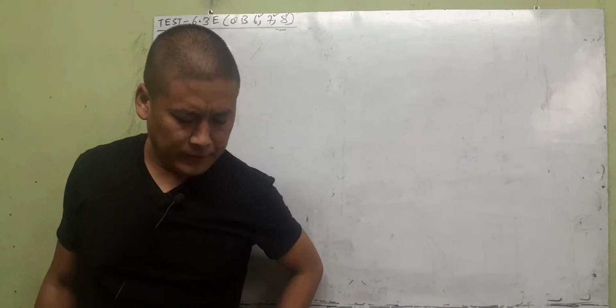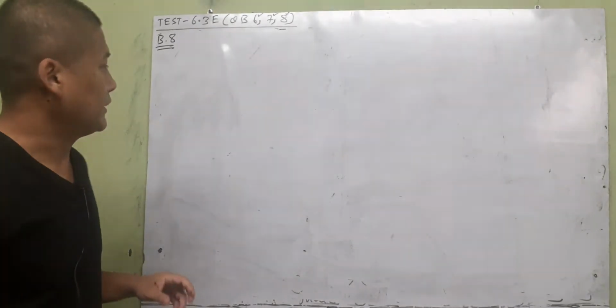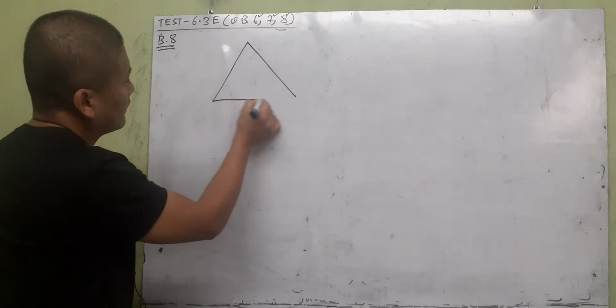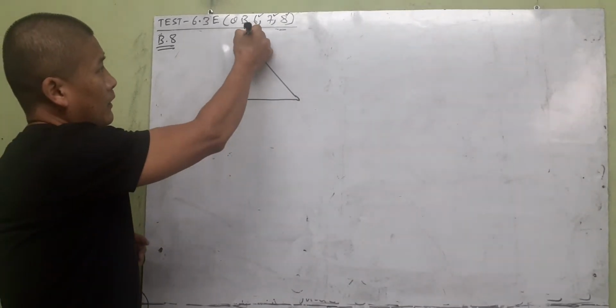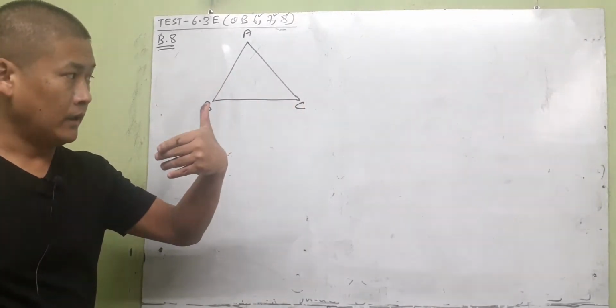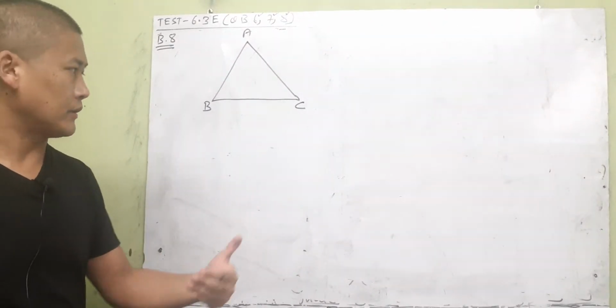Prove that a triangle must have at least 2 acute angles. The word acute there means the angle must be less than 90 degree. The exact definition for acute angle is an angle which is greater than 0 degree but less than 90. Okay, less than 90 and greater than 0 is called acute.